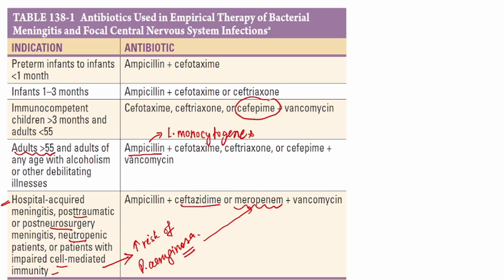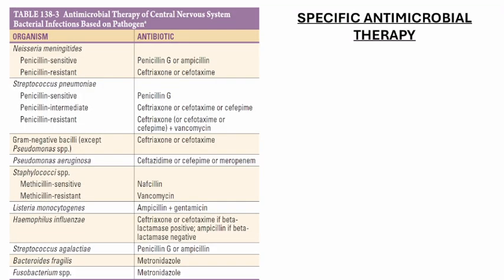You can add ceftazidime or ampicillin for Listeria, ceftazidime for Pseudomonas, meropenem for both Pseudomonas and Neisseria and Streptococcus, vancomycin for MRSA. So we have to cover all the organisms whenever the infection is hospital acquired. So this is the rationale of using empirical antibiotic therapy before the blood culture or CSF culture results have arrived.